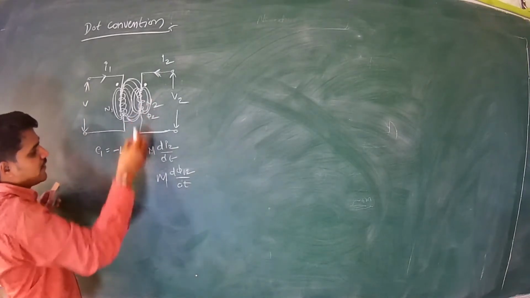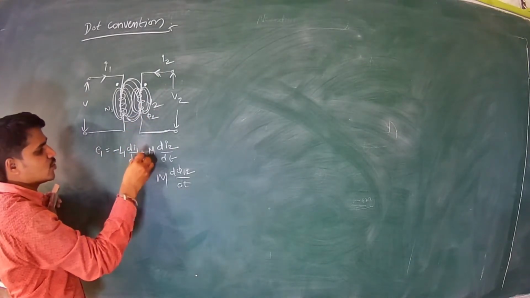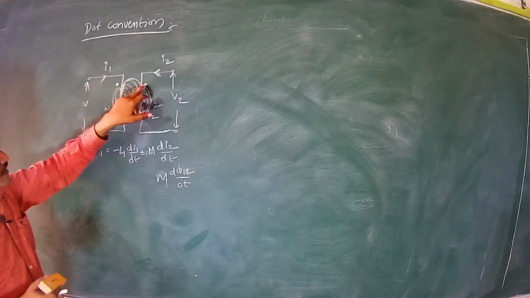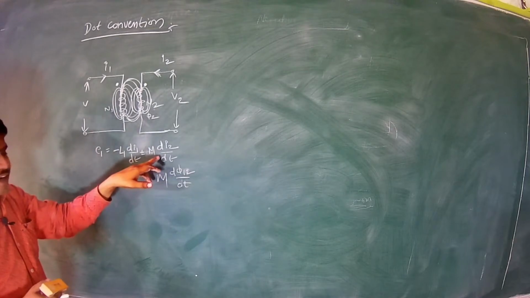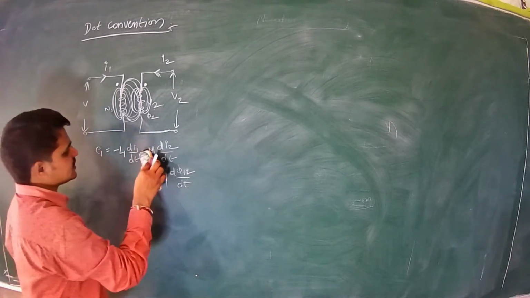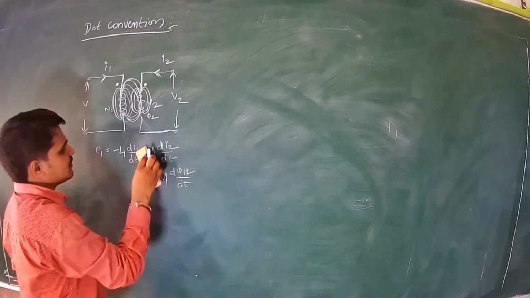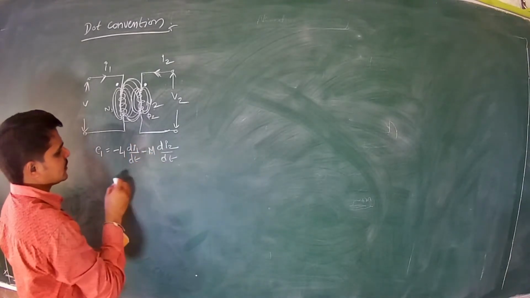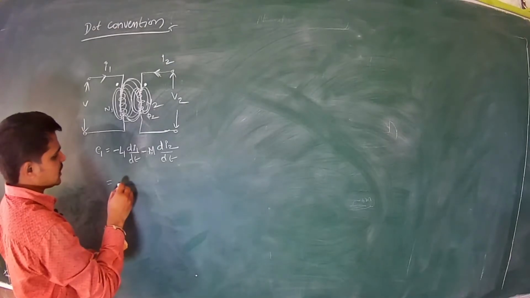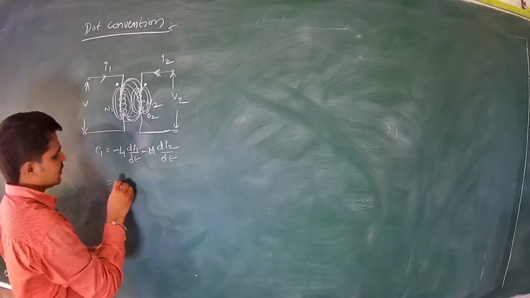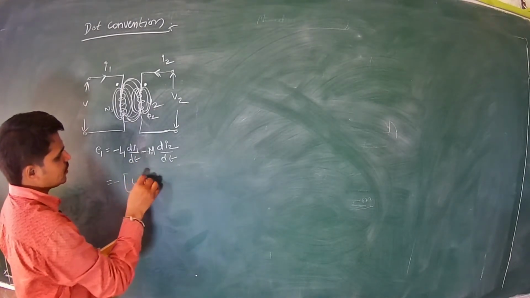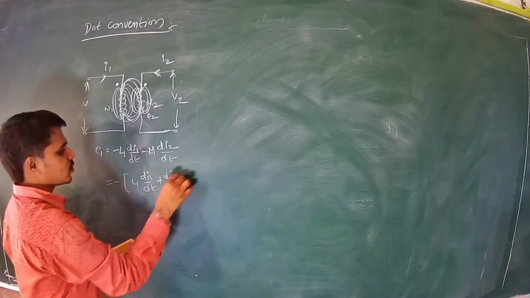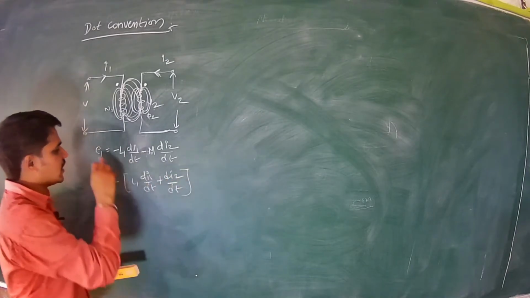Therefore, now in which direction, what is positive or negative, how can we say that? By using this dot convention. That means these two currents are entering the dot, so it will follow the self-induced EMF. Self-induced EMF is minus, therefore our mutual induced EMF is also minus. Therefore it is L1 into di1 by dt and M into di2 by dt. So this is called the induced EMF in coil 1.